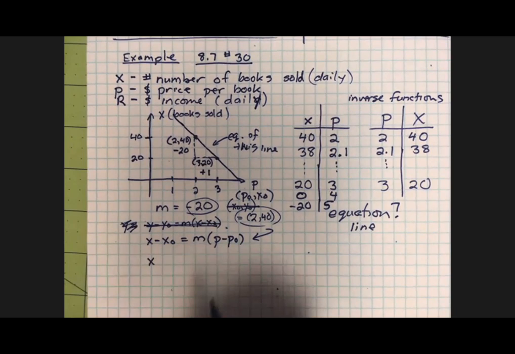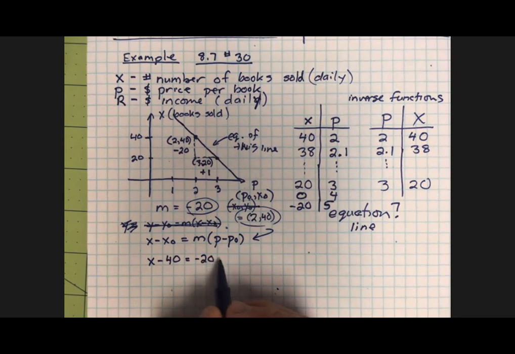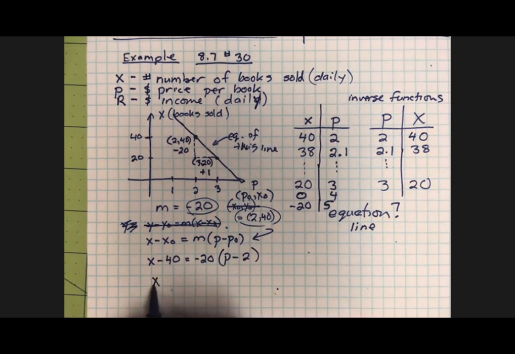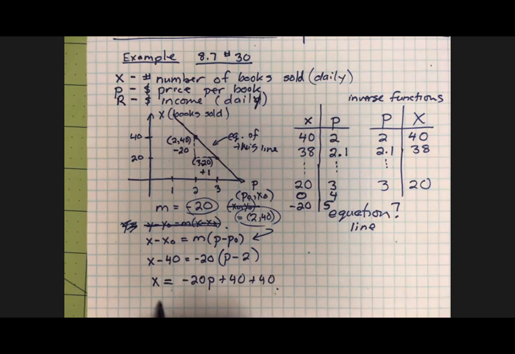Take that number into this equation. x minus x naught, 40, equals minus 20 times p minus p naught, 2. Let's solve this equation for x. Negative 20p plus 40. Negative 20 times negative 2 is plus 40. Then I'm going to add 40 again, plus 40. This line is x equals negative 20p plus 80. That describes the number of books I sell for the price I set.